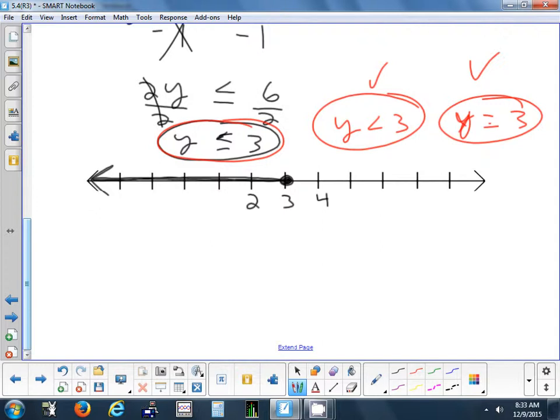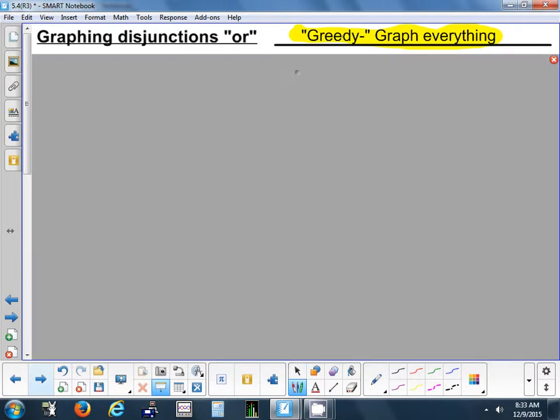And that's a good point. I didn't really point that out, but that's exactly it. We're not going to make you write that on the test. You know, those two things. All right. So, like I said, when we're graphing disjunctions, we're greedy. We want to graph everything, and that'll make more sense to you in a second once I explain it.